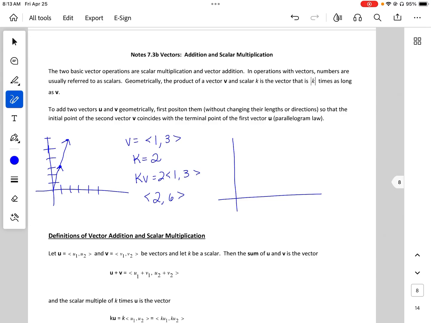Okay. So it's kind of like whenever you think back to geometry, whenever we did dilations, we multiplied by a value and it made it so much bigger or smaller. Okay, so let's do our addition. So we're going to call U 2, 1 and V negative 2, 2.